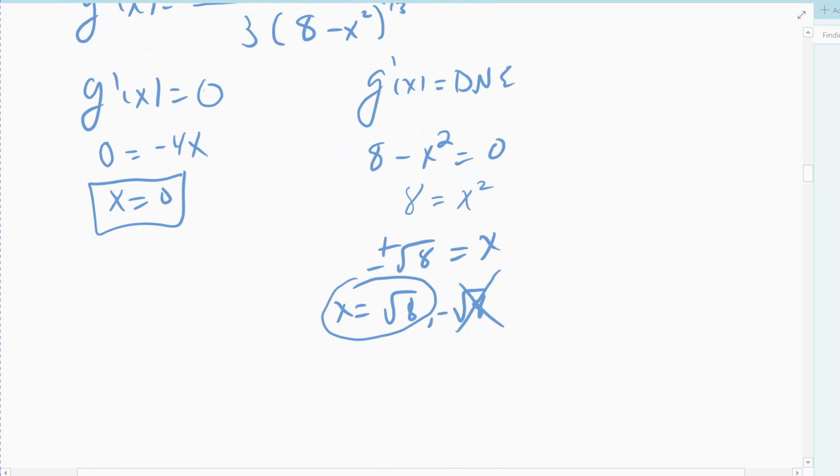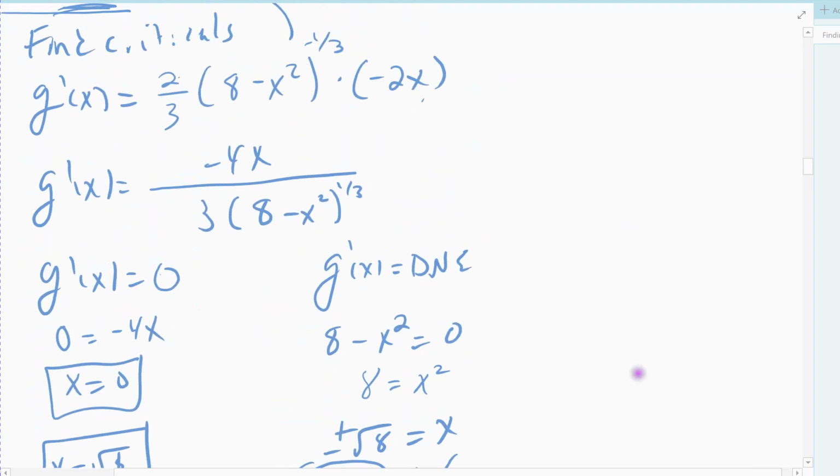Square root of 8 is about 2.8, something like that, and if you check it, it comes out between 0 and 3. It's a little bit smaller than 3, 2 point something. So those are the critical values that I'm keeping.